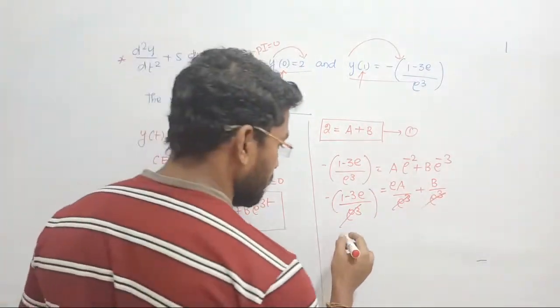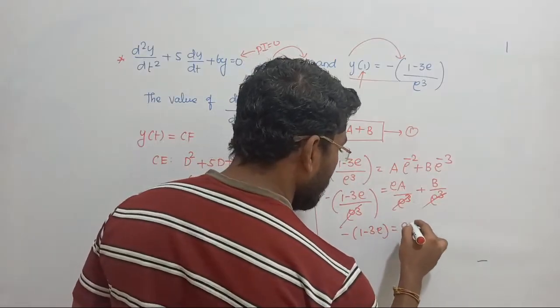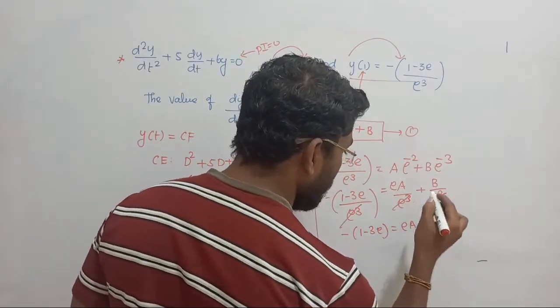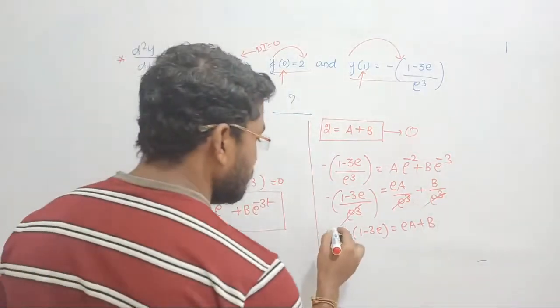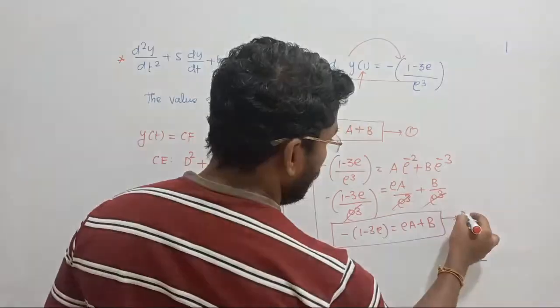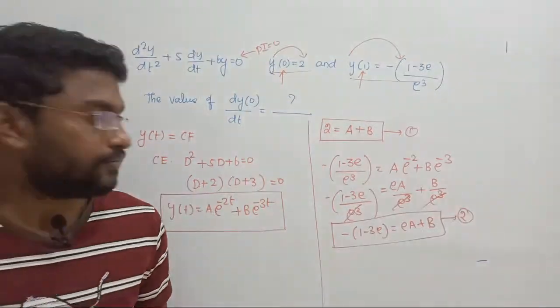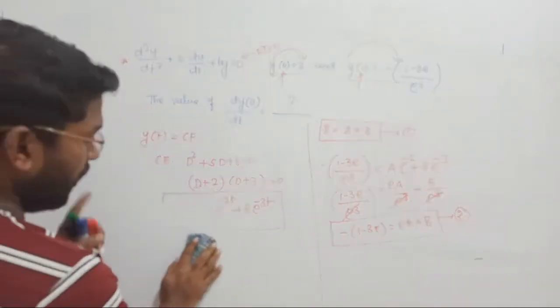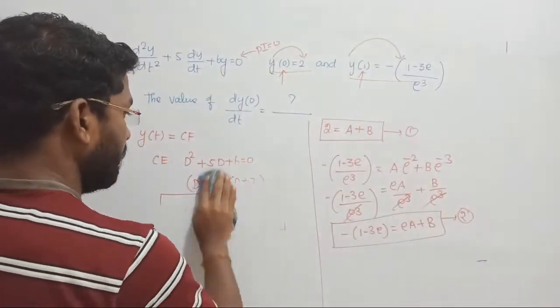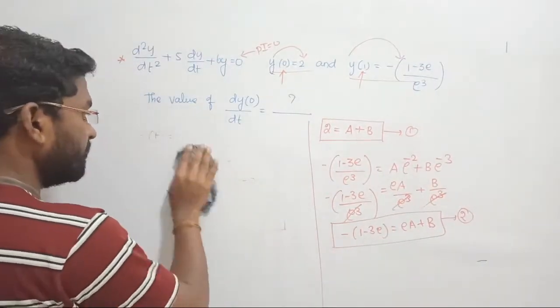So I got one more equation. Minus of 1 minus 3 times of e is equal to e times of a plus b. We got one more equation. Now let's try and solve the two equations, right? That is equation number 2, right? We have one more equation. If we solve these two equations, let's see what we are going to get. A into e power minus t, b into e power minus 3t. Let me register it because I'm going to rub this one.